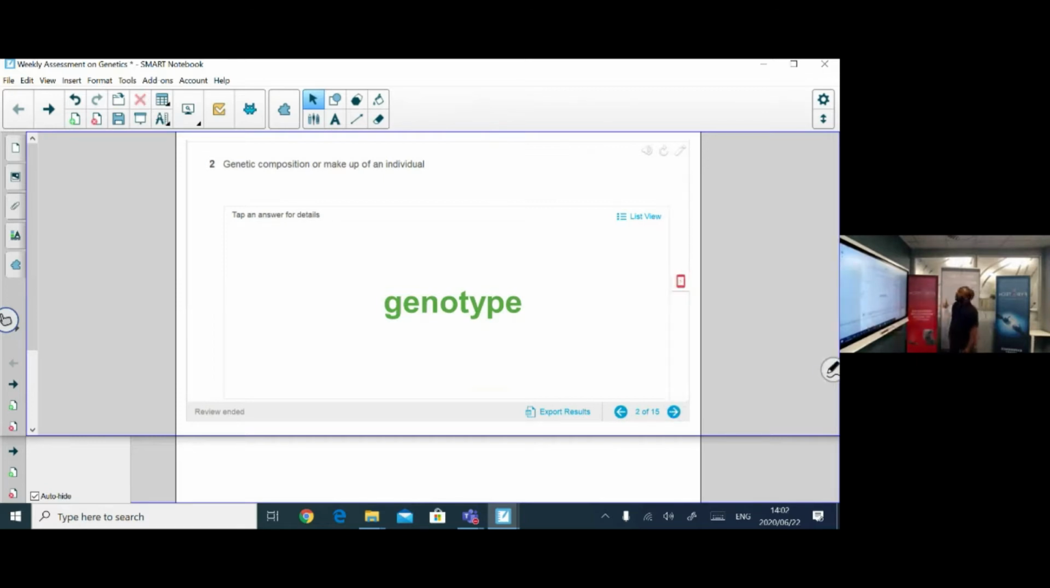Genetic composition or makeup of an individual is the genotype. If you say DNA, I would also accept it. But for this topic, if you say genotype, you are closer to home. Traits and physical appearance of an organism: what the genotype determines is what we see, and that is defined by the term phenotype.